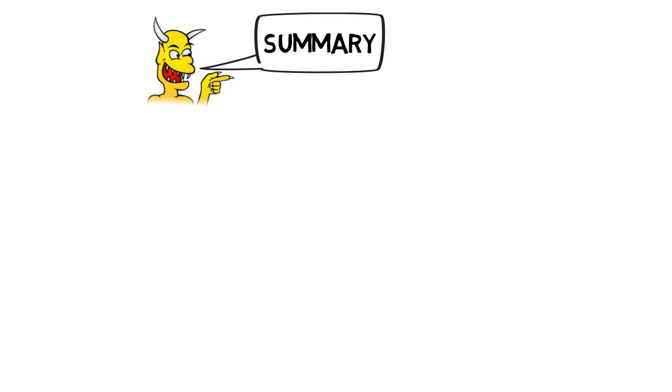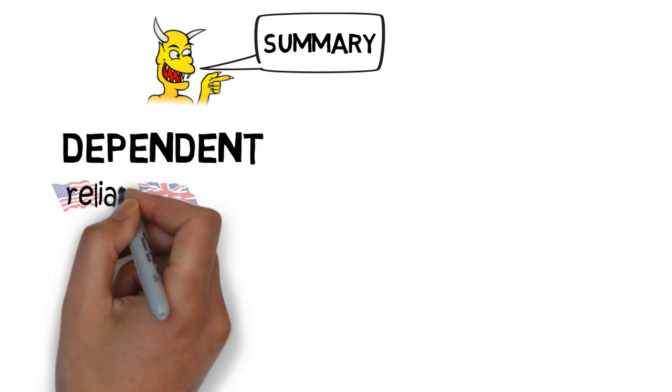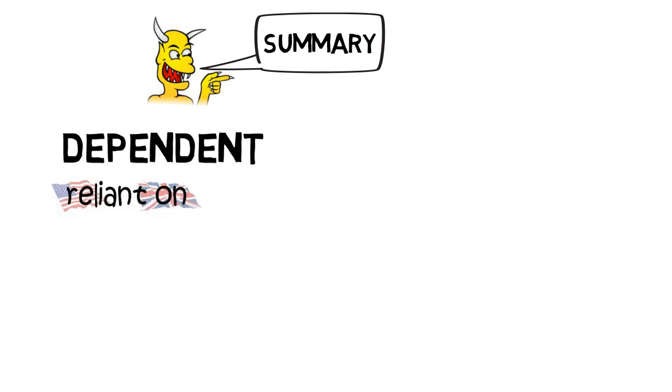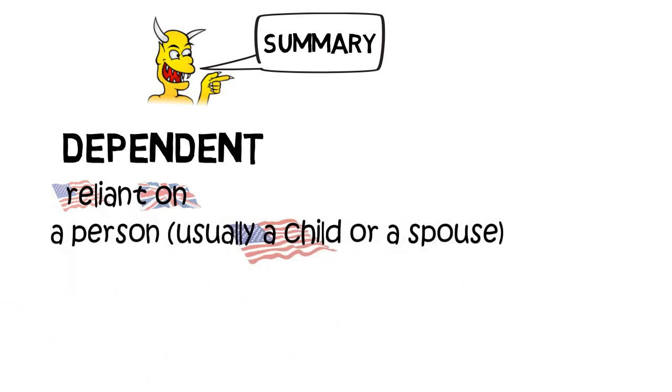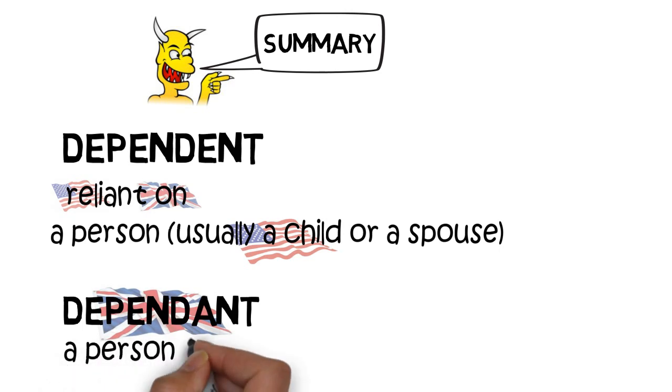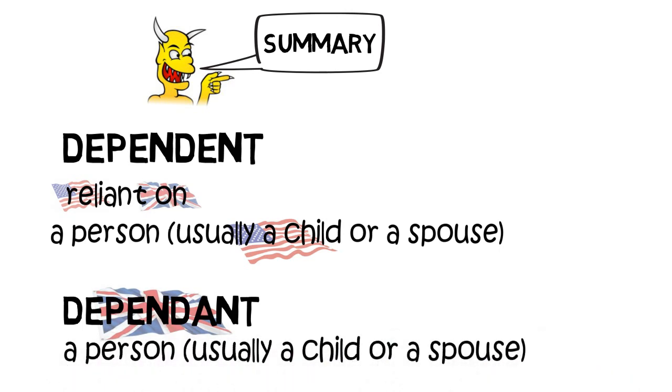So here's a quick summary. Dependent means reliant on for Americans and Brits. It's also a person, usually a child or a spouse for Americans. But for the Brits, the person is spelled with an A.